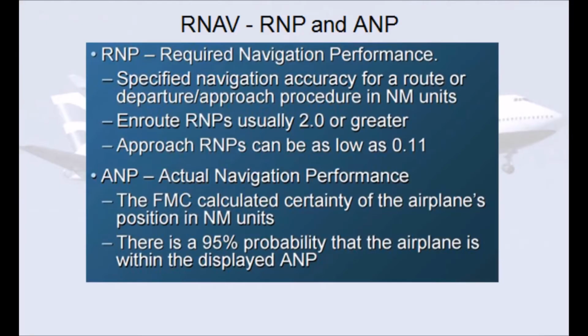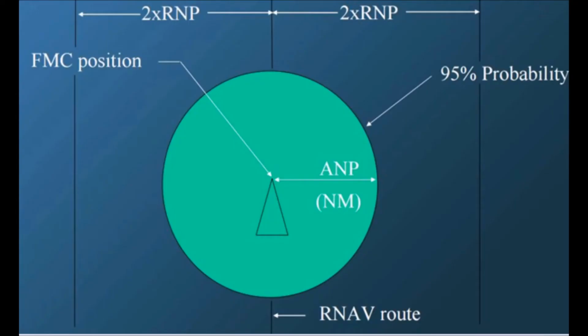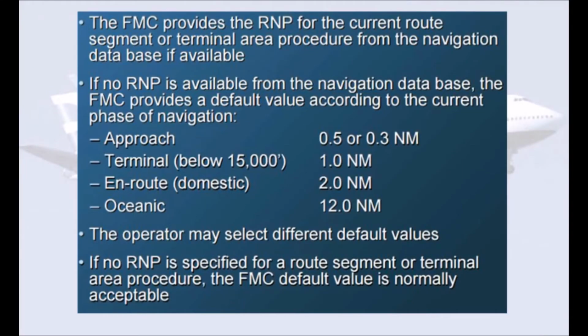RNAV basically means the FMC works out where it is, and it has a required navigation performance depending on what part of the flight you're in, and an actual navigation performance, which is what it's actually achieving, and it will constantly be comparing the two. It'll be beavering away, trying to stay within a 95% probability that it's within the RNP. Now the RNP, the required performance, will vary all the way from 12 miles on the ocean down to 0.3 miles for an RNAV approach, and the FMC will put these values in automatically, although you can overwrite them if you want to.